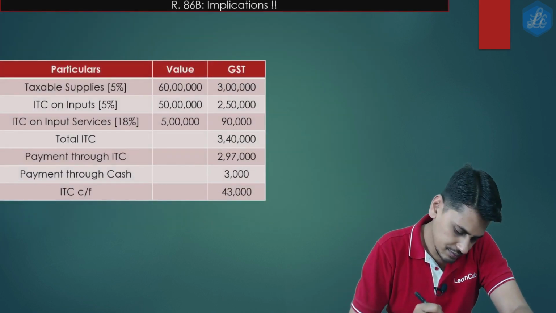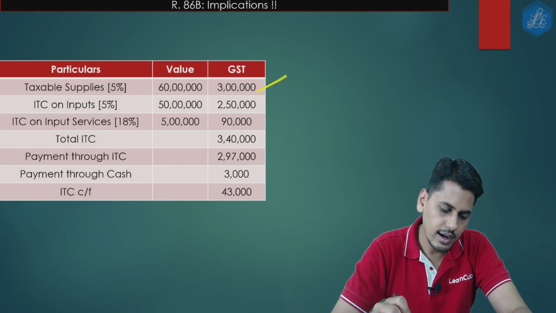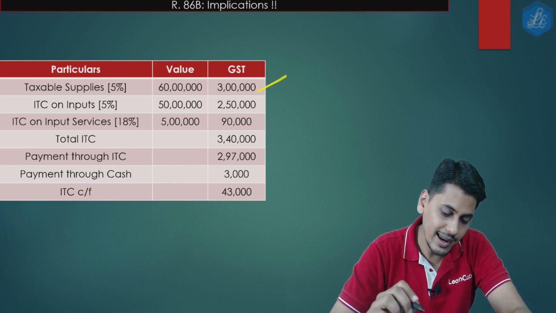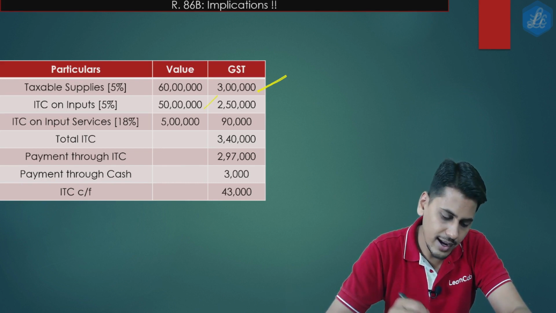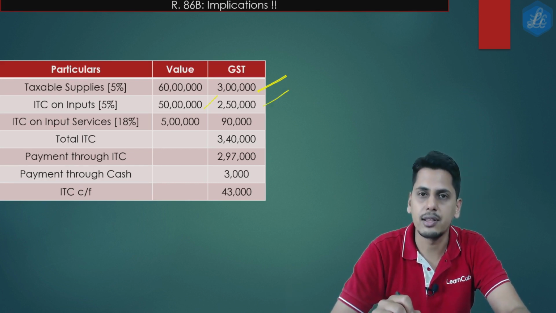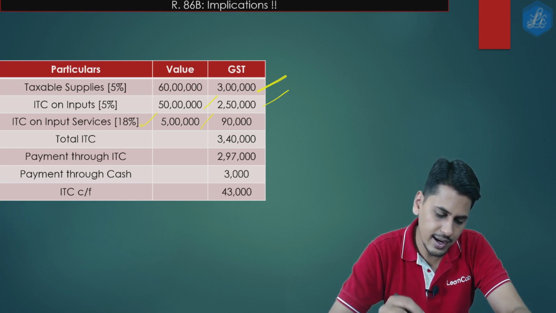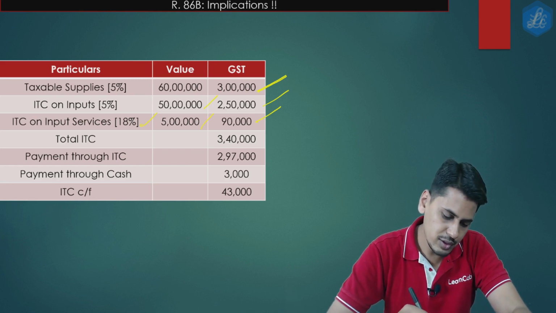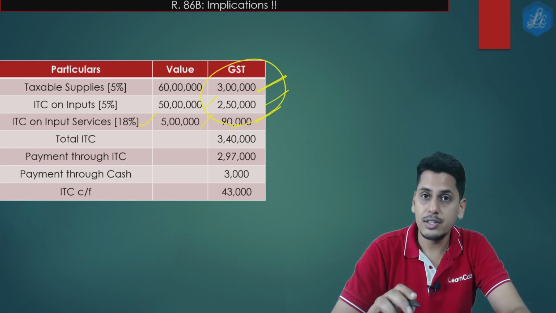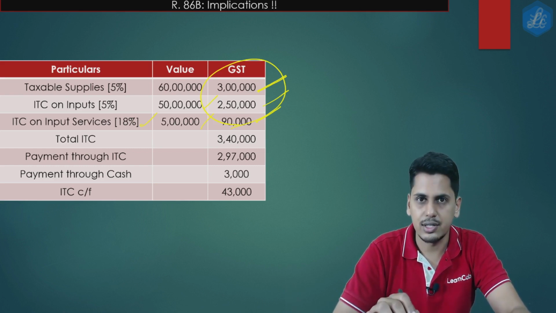Now let's say taxable supplies taxable at 5%, value is 60 lakhs, GST is 3 lakhs. ITC on inputs 5%, value is 50 lakhs, GST is around 2,50,000. ITC on input services 18%, value is 5 lakhs, GST is 90,000. Now friends, first please tell me whether this is an inverted duty structure.